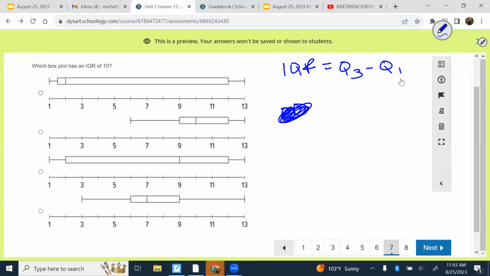Your calculator could tell you what the quartiles are if you know how to enter that. I highly recommend on Desmos just putting stats and then the parentheses and whatever data set you're referring to. It'll tell you your Q3 and Q1. But on a box plot visually, you'll have to find it. So where is Q3 on a box plot?